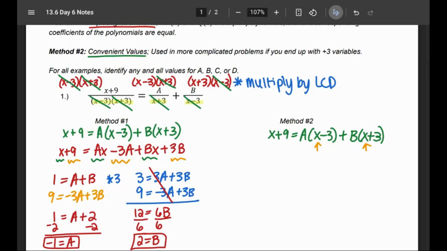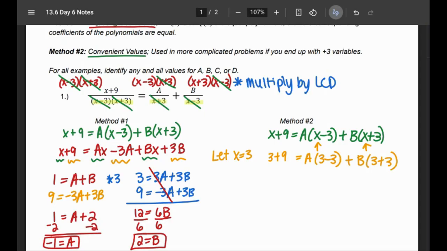So one convenient value would be if I were to let x equal positive 3. So I'm going to substitute everywhere I see an x the value 3. So I have 3 plus 9, I have a times 3 minus 3, and I have b times 3 plus 3. Now I'm going to simplify, and then you'll see why this is convenient.